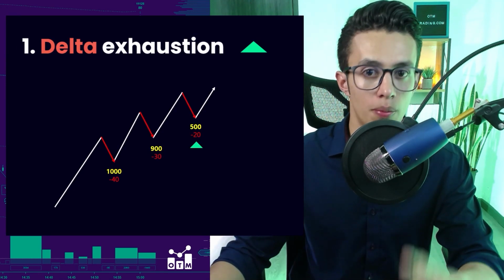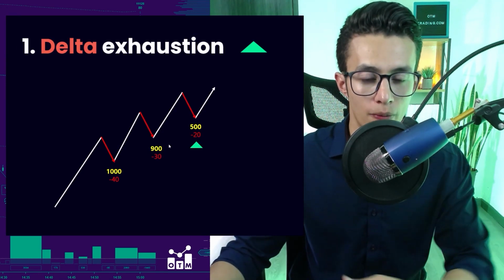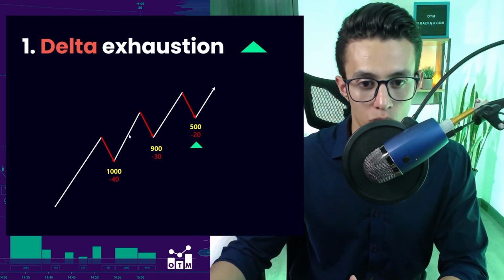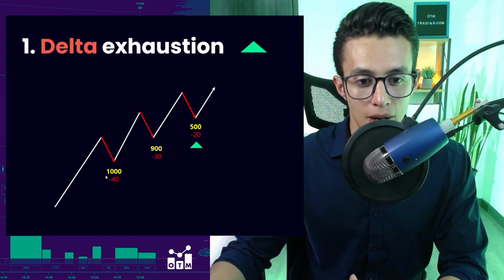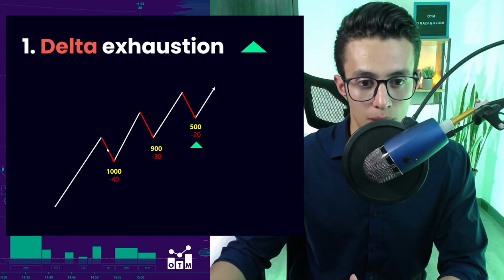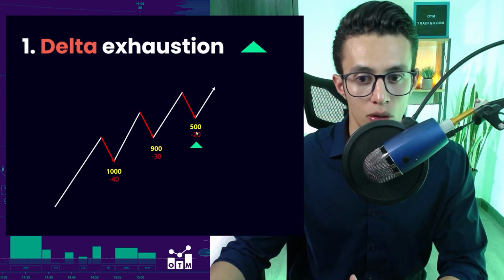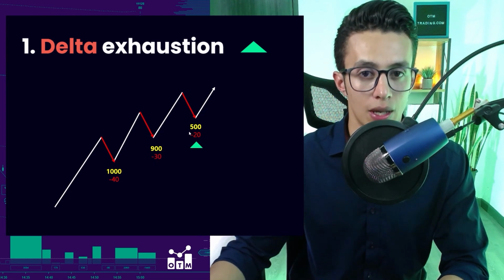Now let's see the delta exhaustion, which uses the same symbol. When does this phenomenon or anomaly occur? When we have a consecutive decrease in delta, for example, with retracements of -40, -30, and -20. The delta for selling is consecutively exhausted.